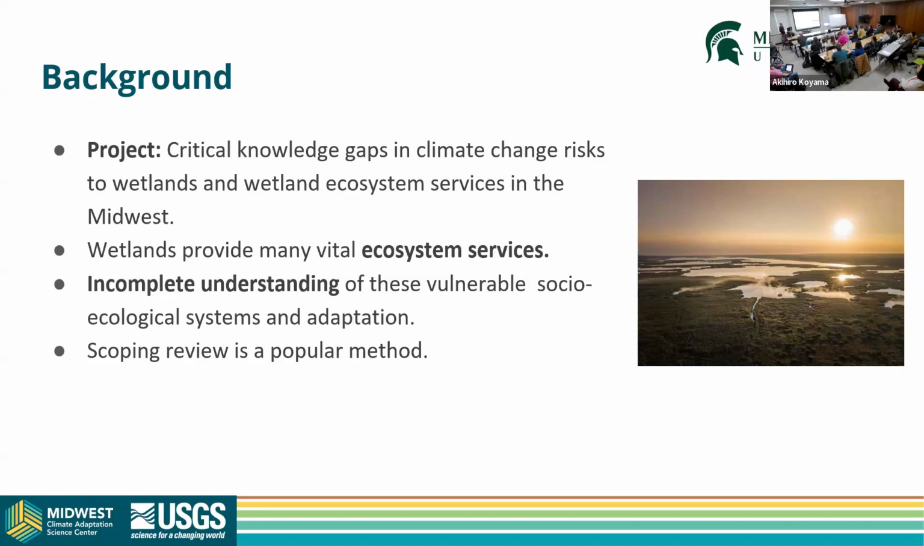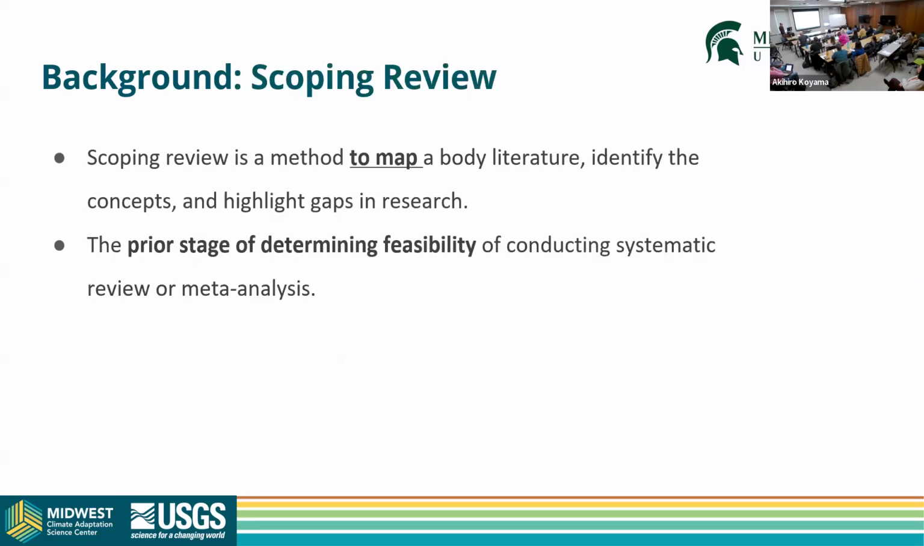To understand that, one of the popular methods is to run a scoping review of the literature we have on those ecosystems over the years. If you don't know what a scoping review is, it is a method to map the body of literature, identify the concepts, and also find out the research gaps over the years of research in a particular field. Technically, this is a prior stage of determining the feasibility, whether we should do a systematic review or meta-analysis. So this will help us to identify those research gaps that we need to focus on in our meta-analysis.